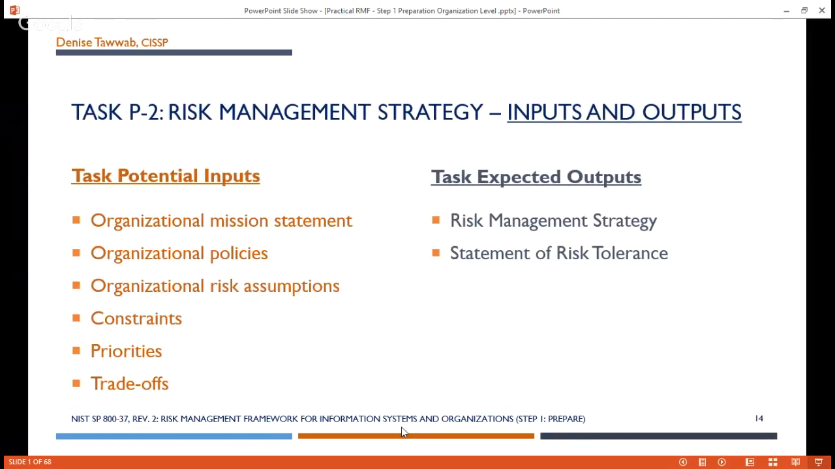The inputs to this task would be your mission statement, any policies that you have at the organization level, your organizational risk assumptions, any constraints that are going to impact you, priorities and trade-offs. So this is where you're establishing at the organization level what the strategy is for managing privacy and security risk. The expected output from the risk management strategy task P2 is going to be the risk management strategy as well as a statement of risk tolerance at the organization level.